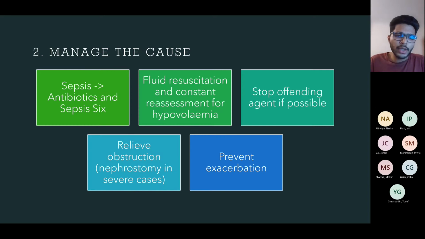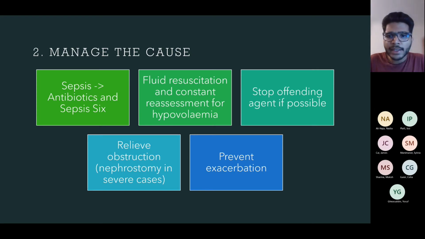The second thing you need to do is manage the underlying cause. So we talked about some of the causes of AKI. Not all of them are manageable, but some of them are. So if they're septic, you treat them for sepsis, you do all Sepsis 6 and give them antibiotics.